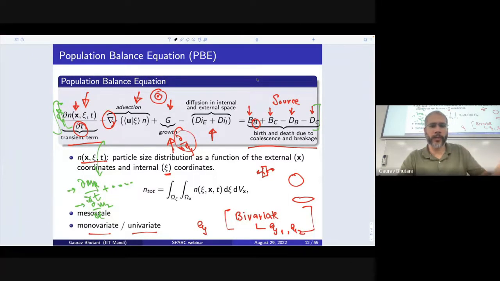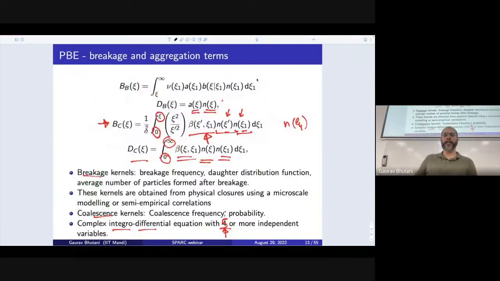You will need an initial condition. So you need in your whole domain, what was the number density to start with? And then in the boundary conditions, when gas bubbles are entering, are they entering as a monodisperse system or is there a distribution for the inlet as well? You need that. So these are initial and boundary conditions. To solve any differential equation, you need these. The other things you need are the breakage and coalescence kernels in the representation of integrals.